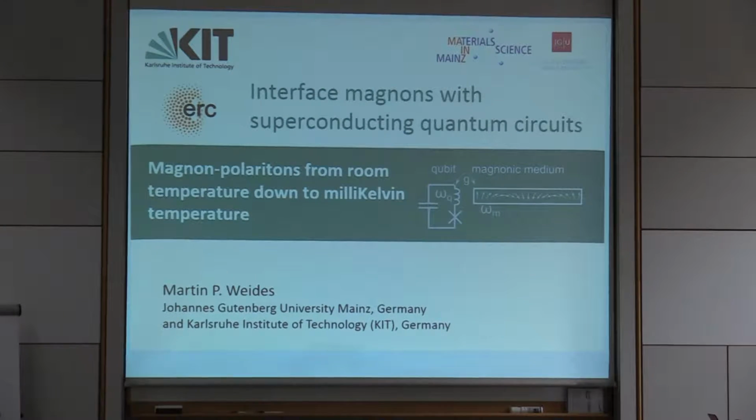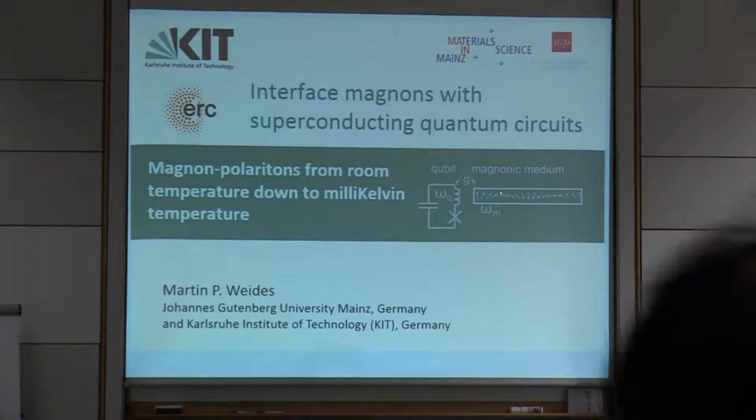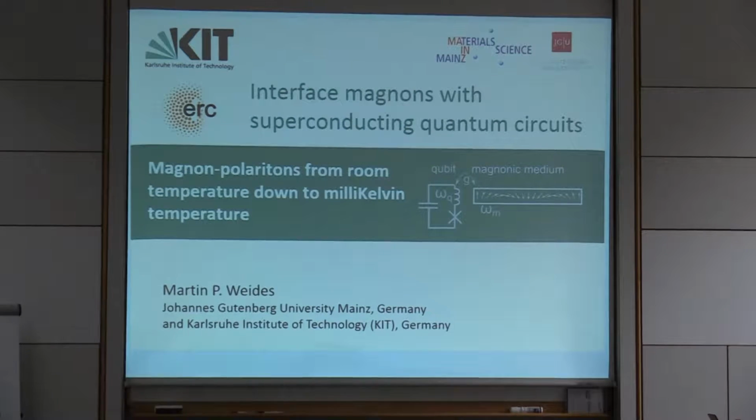So we have a superconducting qubit, probably a transmon qubit. We'll talk more about this a bit later. And then we couple it to a magnonic medium, so to a ferromagnet. And then we use this system to first excite the ferromagnet, to excite dynamic states in it, and also to probe the ferromagnet with this qubit, a quantum-limit detector.